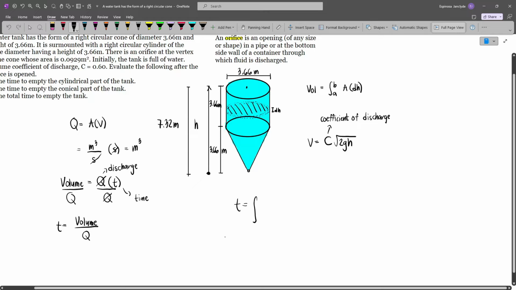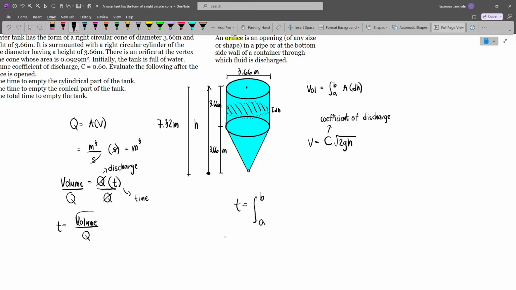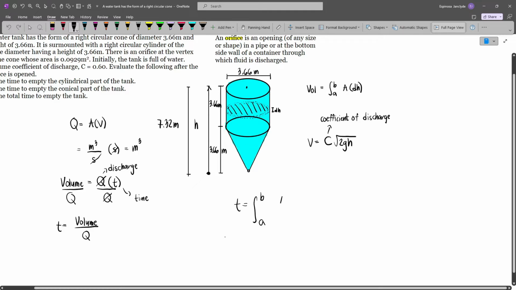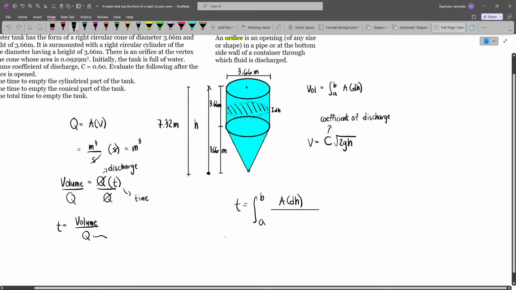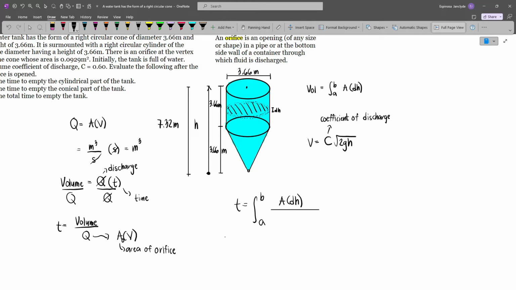but we will use the integral. And then yung limit natin is the lower elevation up to the higher elevation. And then yung volume natin, we'll express that as area multiplied by dH. Yan. And then divided by our Q, which is, diba, yung Q is equal to area times velocity. Yung area natin is yung area ng orifice. Now, by the way, yung label ko dito is AO. And then dito naman sa taas, I will label that as AS, or the surface area.